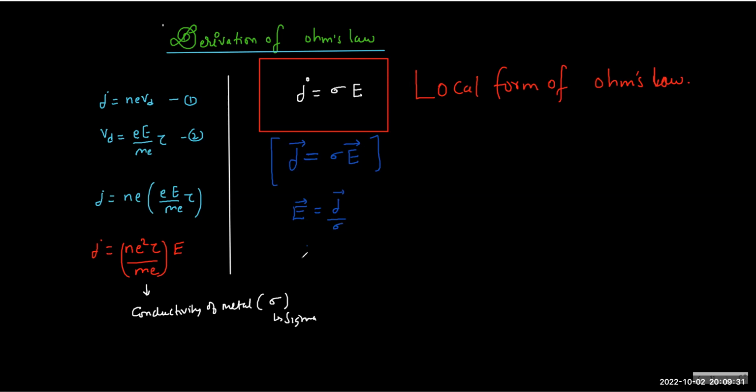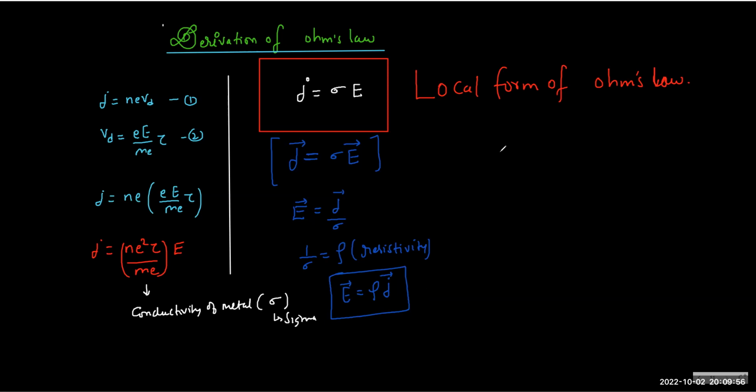One by sigma we call resistivity. The inverse of conductivity we write as resistivity, symbol rho. And that is why E we can write in terms of resistivity as rho J. Okay, understood?